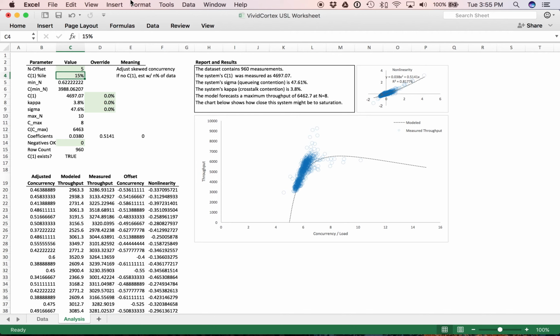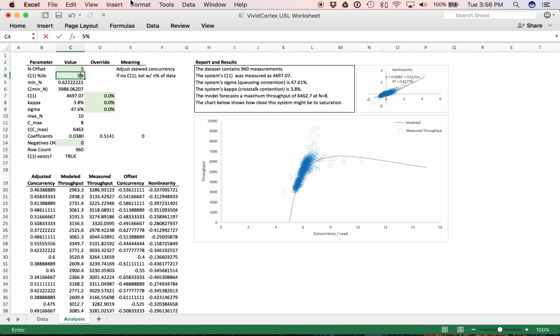Now another thing, the model needs to know what linearity looks like, and for that it really needs to know what throughput of 1 looks like, and that's this C of 1 parameter here, which in this case is about 4700 queries per second at a concurrency of 1. If C of 1 is given in the data set, this model will use what's given there. If it's not, then it will estimate it, and this is one of the influential portions of this. We estimate it by looking at the lower percentiles of the data set.